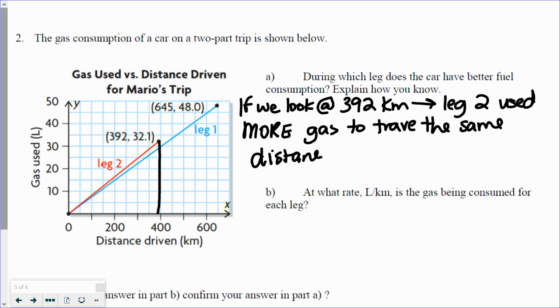So looking at the red line on my screen, it looks like they used 32.1 liters of gas to travel 392 kilometers, whereas on leg 1, they maybe used something like 28 liters. So in terms of car fuel efficiency, you want to use less gas to move the same distance. So we would say that the car had better fuel efficiency. So therefore, leg 1 had better fuel efficiency because it used less fuel to travel the same distance.